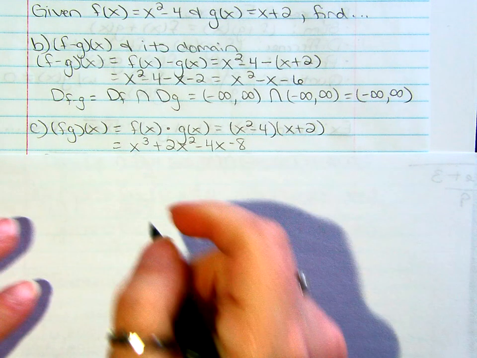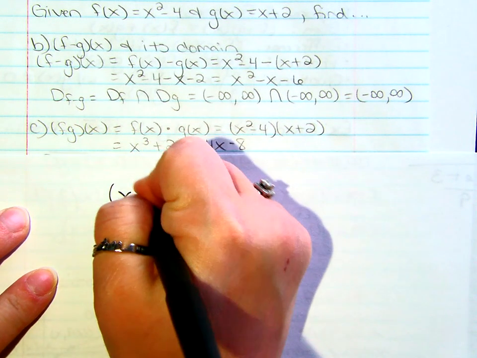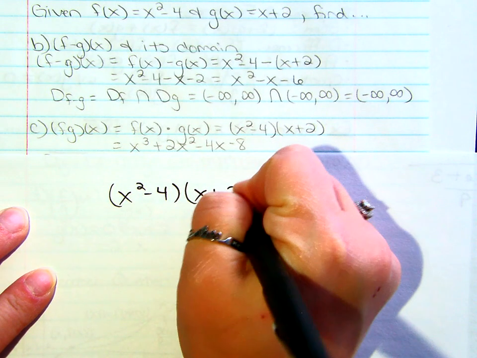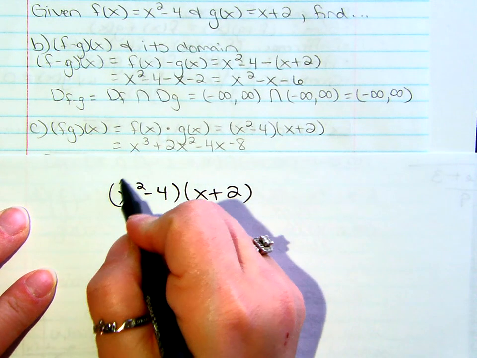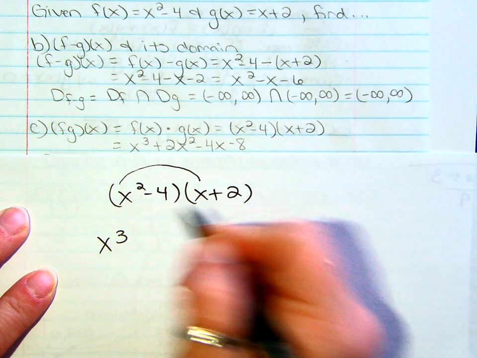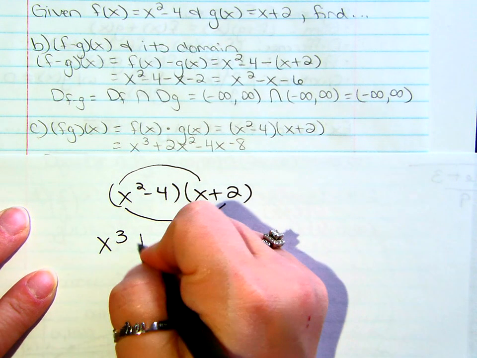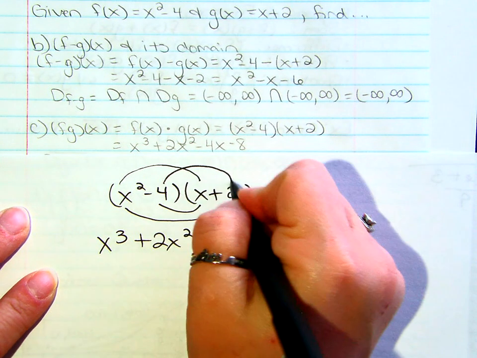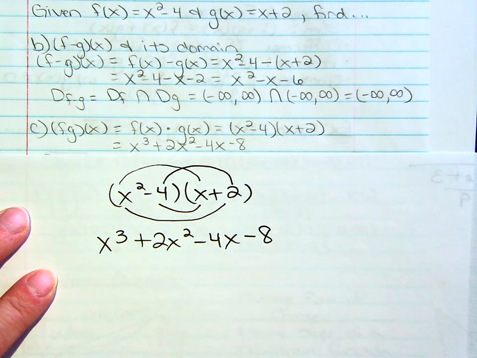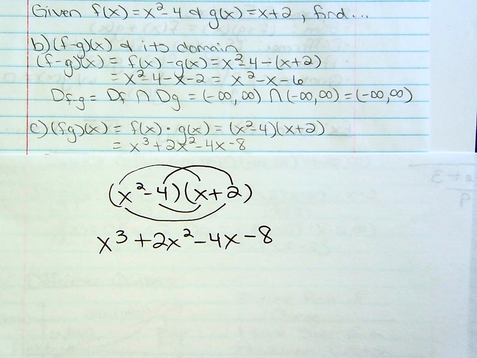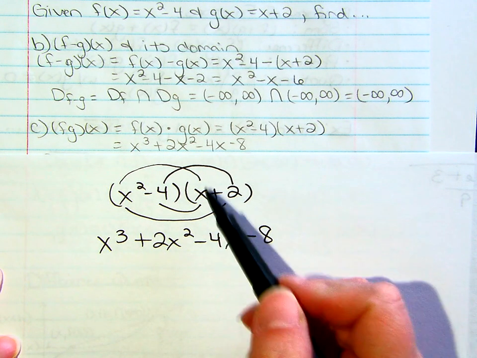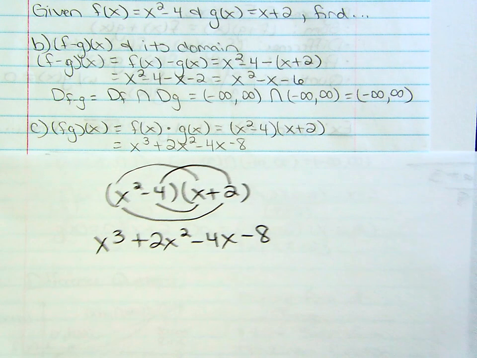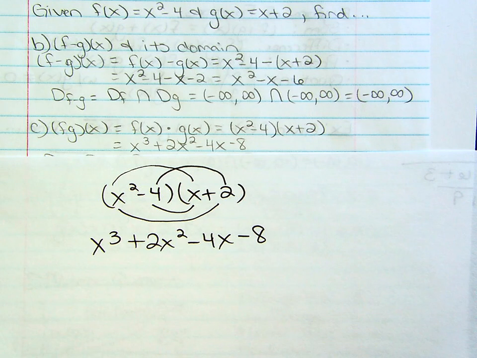Down here, I'll show you the slightly longer way. When you do FOIL, you do your first, which will give you x to the third. You do your outer, which will give you 2x squared. Your inner, which is a minus 4x. And your last, which is negative 4 times 2, which is negative 8. If you draw the little connectors like I do, it kind of looks like a face where these are eyebrows and that's a nose and a mouth. That's how you know you've FOILed. There's nothing left to combine, so you're done with that.